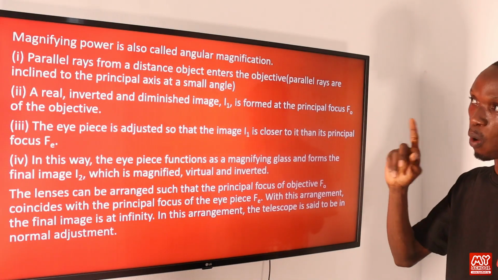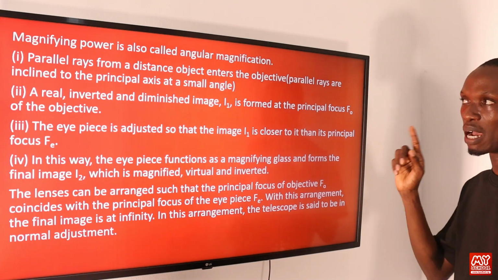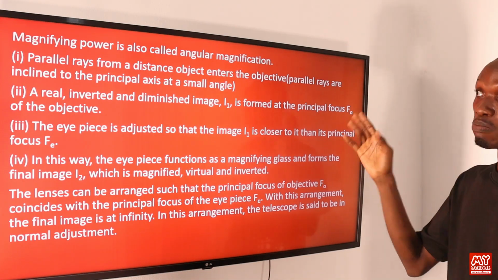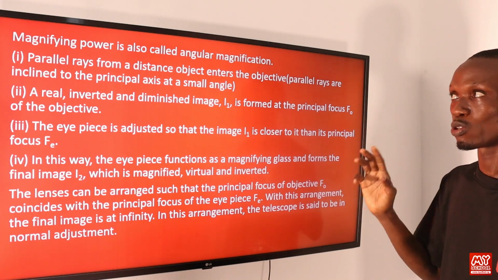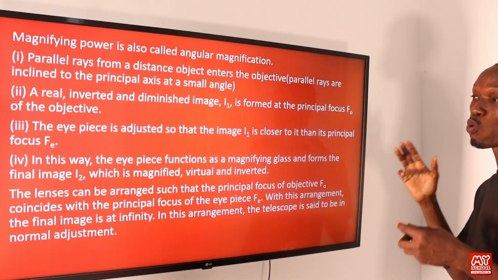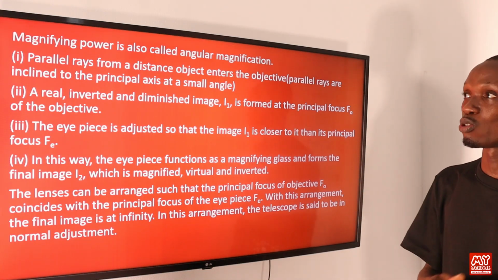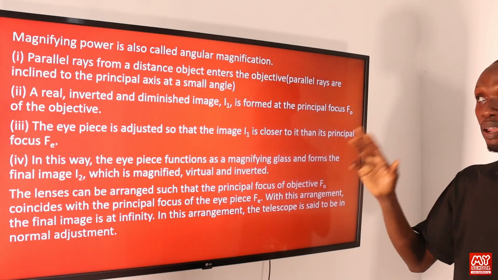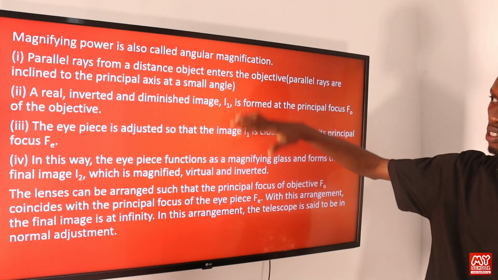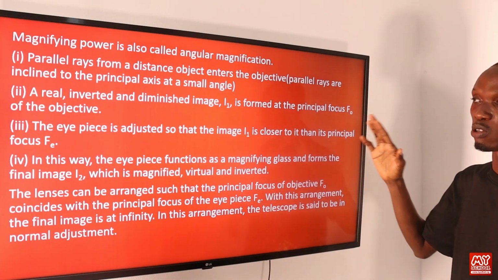The magnifying power is also called angular magnification. Okay, so don't mix this up. Magnifying power is also called angular magnification. So when you are asked to calculate angular magnification, definitely they are asking you to calculate the magnifying power. Okay, so let's just describe how the astronomical telescope works.